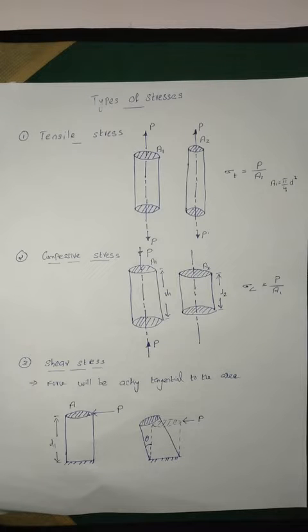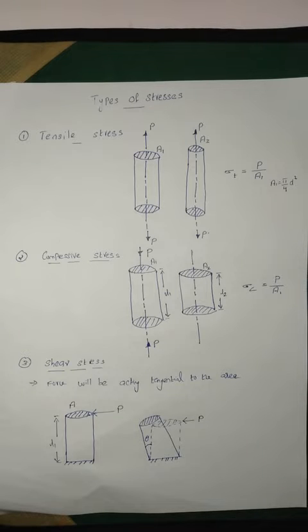So we can define tensile stress as sigma T, where T stands for tension. It is given by P by A1, where P is the tensile load applied and A1 is the resisting area. In this case, with a circular cross section, the area is pi by 4 d square. That is tensile stress.